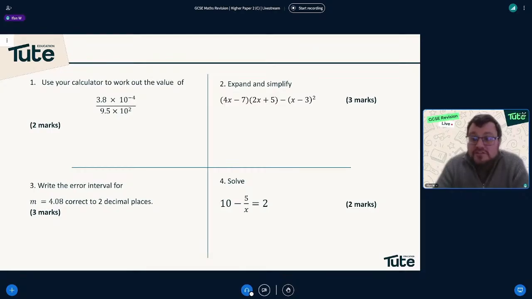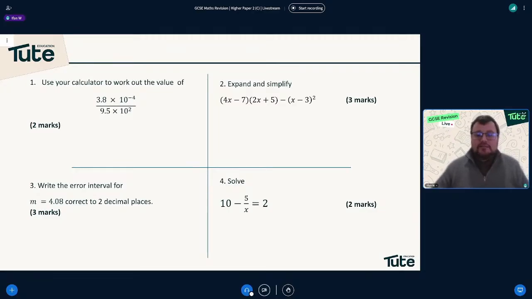These are the type of questions that you will get in the first part of your paper. Very simple. This first one is a 2-marker. Use your calculator to work out the value of that. Simply put, the only way of getting the marks here is getting the right answer. And what I'm going to do with you is show you how to use your calculator.